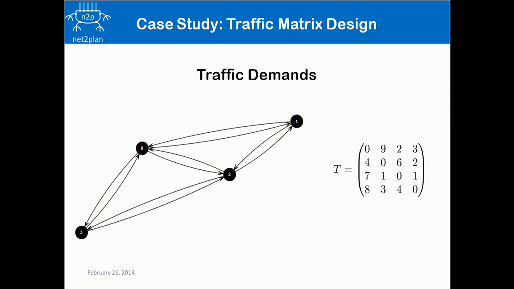A simplified approach to model the offered traffic between nodes is the so-called traffic matrix. A traffic matrix is an n by n matrix where n is the number of nodes in the network, in which each pair ij represents the average traffic from node i to node j. We can see an example of a traffic matrix in this slide, where for example the offered traffic from node 0, this is the row, to node 1, this is the column, is 9 Erlangs. Net2Plan allows generating the traffic matrix using different methods that we are going to see now.